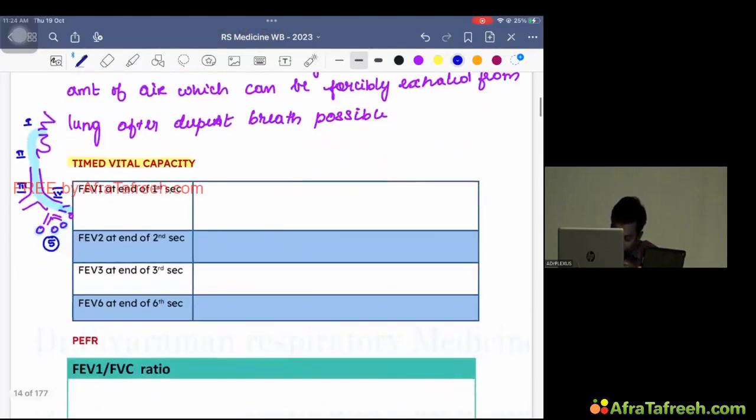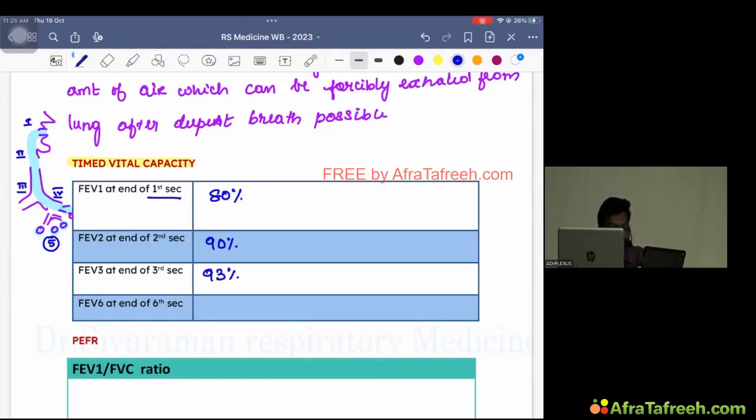So by the end of the first second, around 80% of the air will come out because there is no resistance. If I take the duration of expiration as 6 seconds, 80% of the air is going to come out during the first second itself. Then at the end of the second second, 90% of the air is going to come out. At the end of the third second, 93% of air is going to come out. At the end of the sixth second, around 98% of air is going to come out.